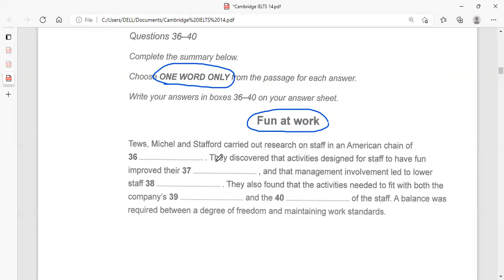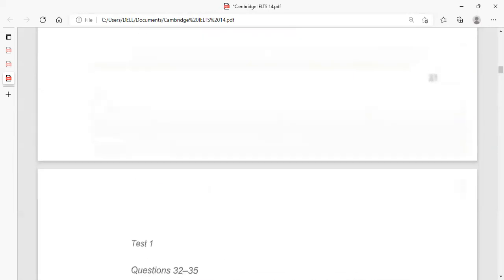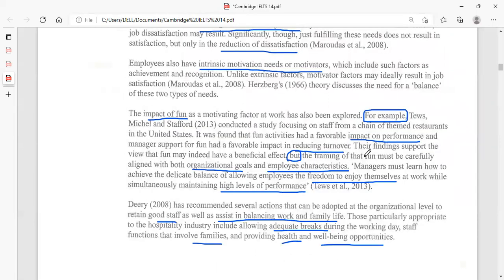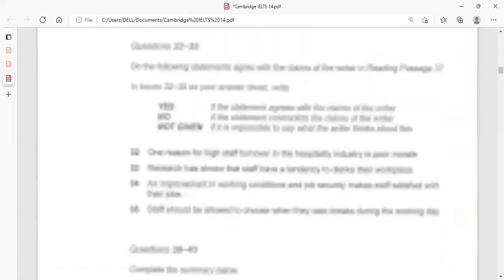Okay, starting with this: TMNS carried out research on staff in an American chain of... So they carried out research in an American chain of... what? See, it's talking about a chain of restaurants in the US, but it's just one word, so we have to write restaurants. Take a screenshot, guys. Perfect. Done.